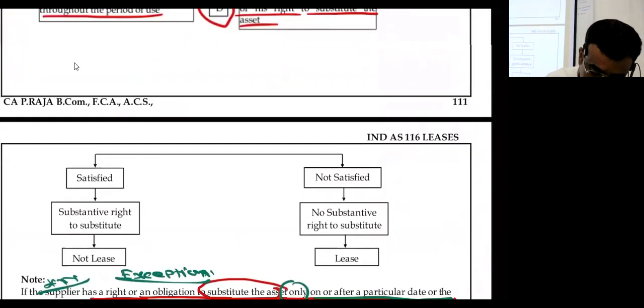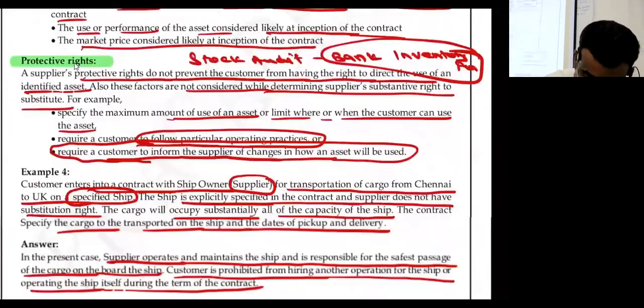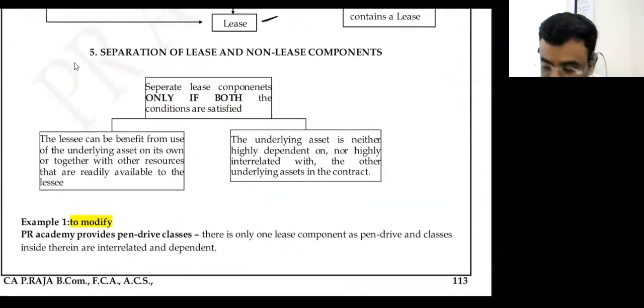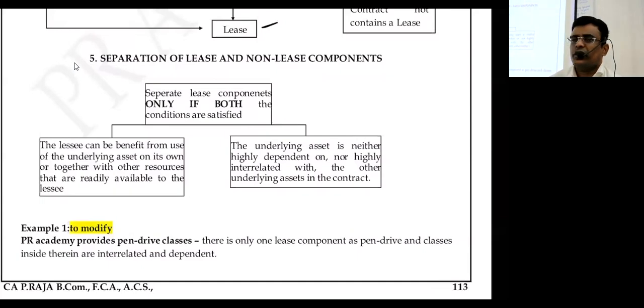So we learn this, shall we move on? Out of 20 pages, 5 pages have been completed. Is it clear? Okay, the IC material is 137 pages. Okay, now.